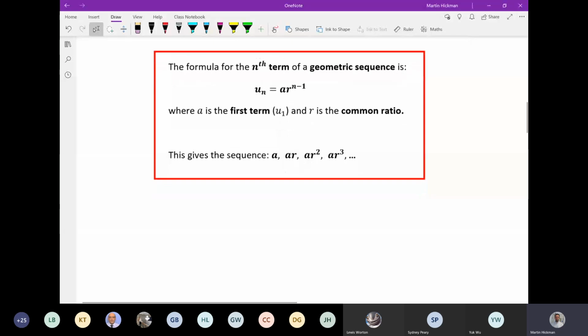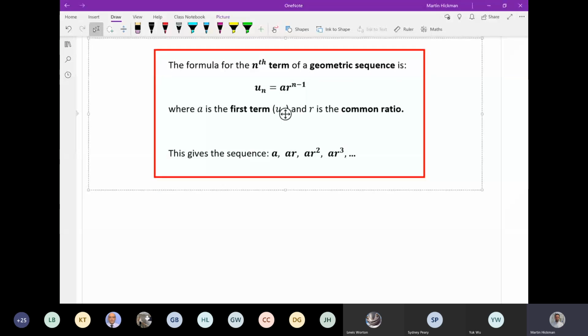Now, what we need to know is this formula here. So we need to learn this. Okay, this won't be in the formula booklet, but we need to learn this formula. To find the nth term of a geometric sequence, we do un equals a times r to the power of n minus 1. So a is the first term in the sequence, and r is the common ratio. So if you want to find any term in the sequence, you use that formula.